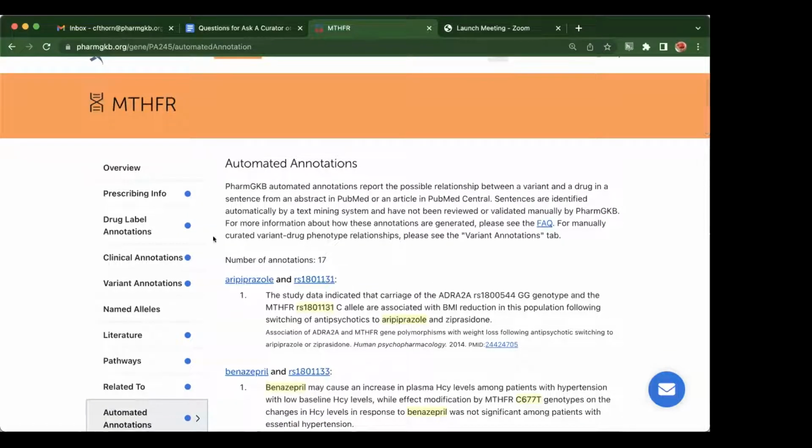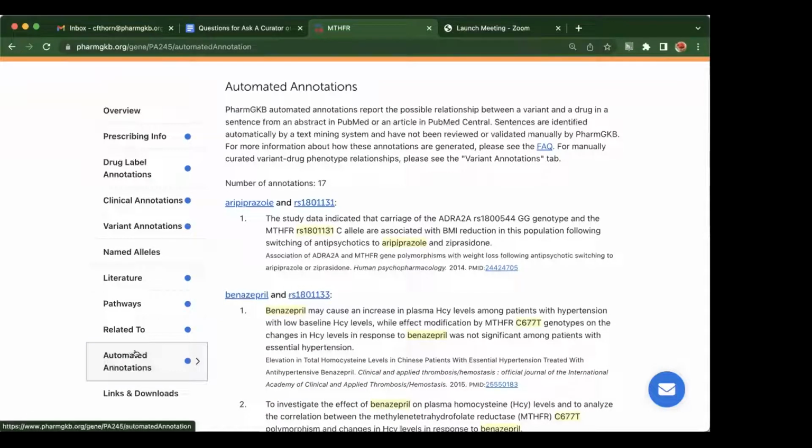So on MTHFR, you've got a lot of already curated annotations, but if you pick a gene that we don't have much on, but it's got some of these automated annotations, you might be really interested to look there for something. Or if you're just looking for more, like I said, we're not comprehensively capturing everything immediately. We try and follow the things that are the highest impact first.